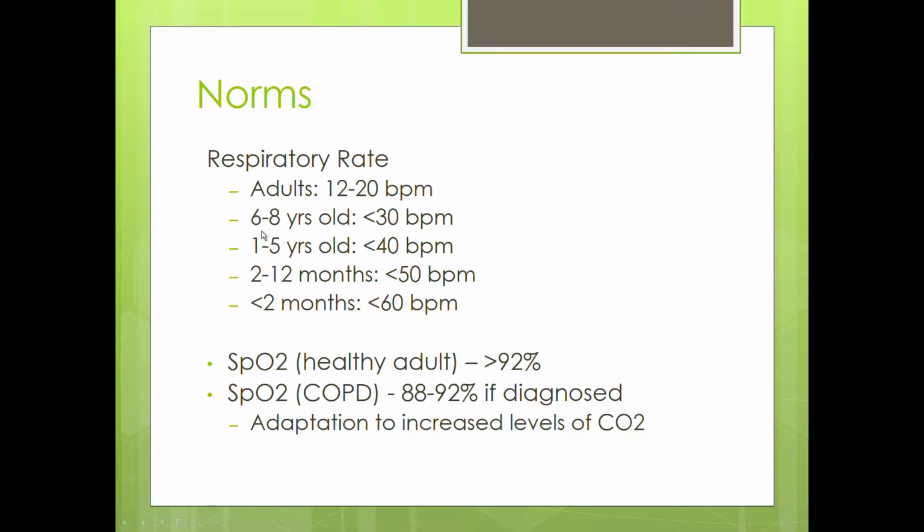Pediatrics are a little different. So 6 to 8 years old, usually greater, like around 30, 1 to 5 at 40, and then we see in the little guys 2 to 12 months, 50 breaths per minute, and less than 2 months, 60. So just remembering that there are different indications for pediatric and adult clients when we're looking at respiratory rate. A healthy adult should have an SpO2 greater than 92%. We find in patients that are critically ill and being resuscitated, I believe the new advanced cardiac life support guidelines recommend greater than 94.